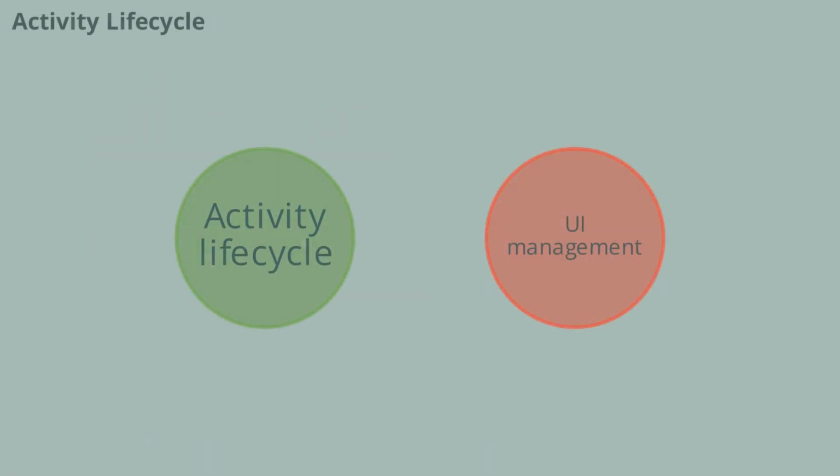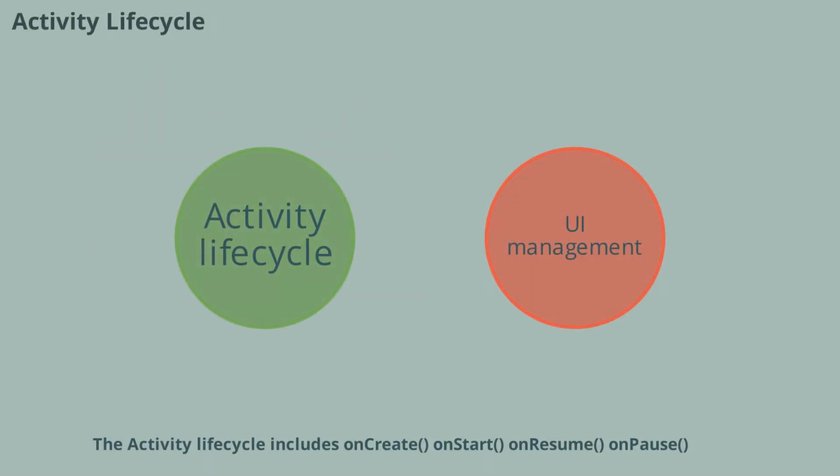The activity lifecycle includes onCreate, onStart, onResume, onPause, onStop, onDestroy, and onRestart. onCreate initializes views, onStart makes the activity visible, onResume starts user interaction, onPause handles backgrounding, onStop hides the activity, onDestroy finishes it, and onRestart prepares for reactivation. Understanding these methods is key for managing UI and resources.